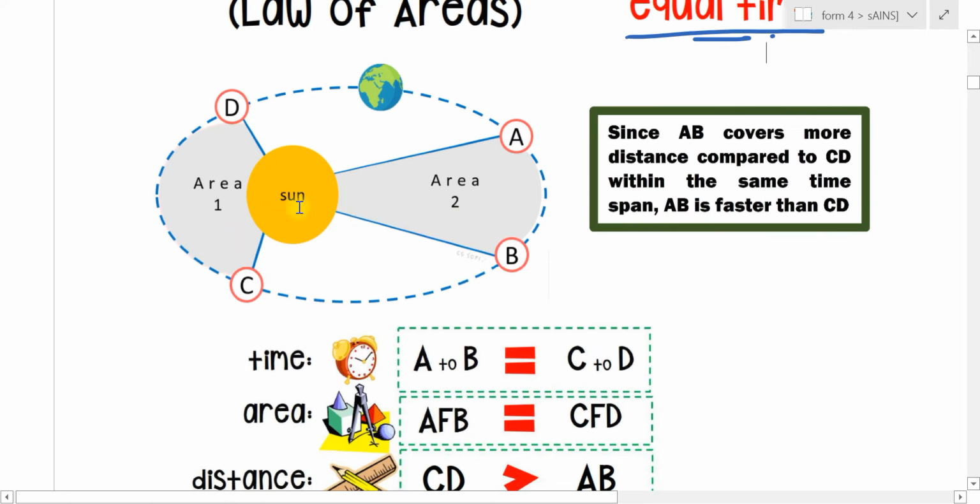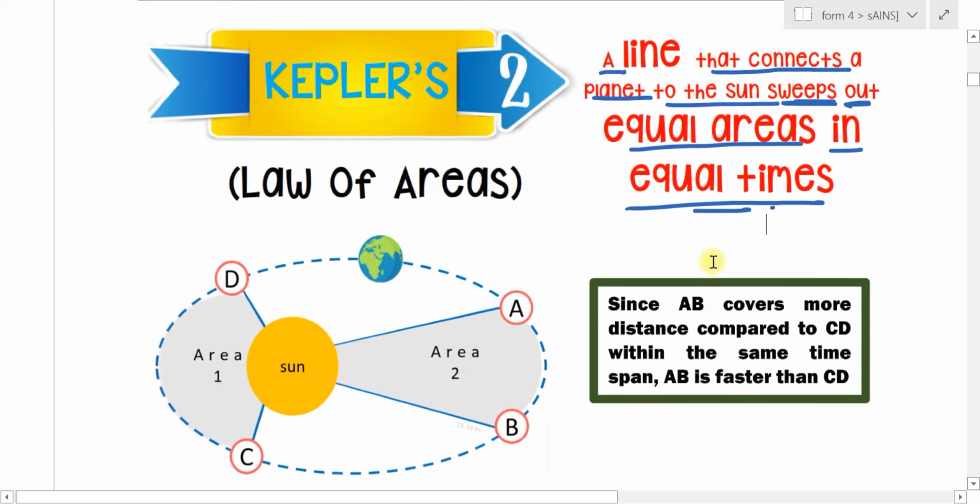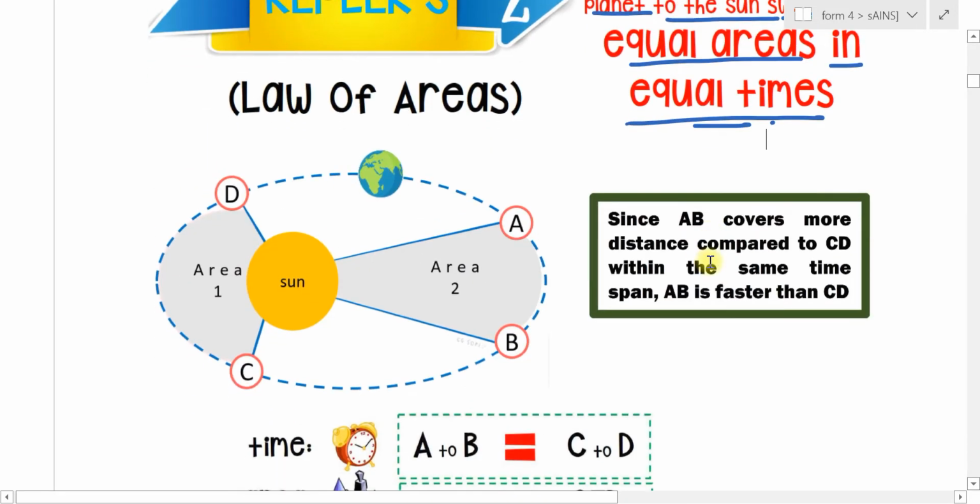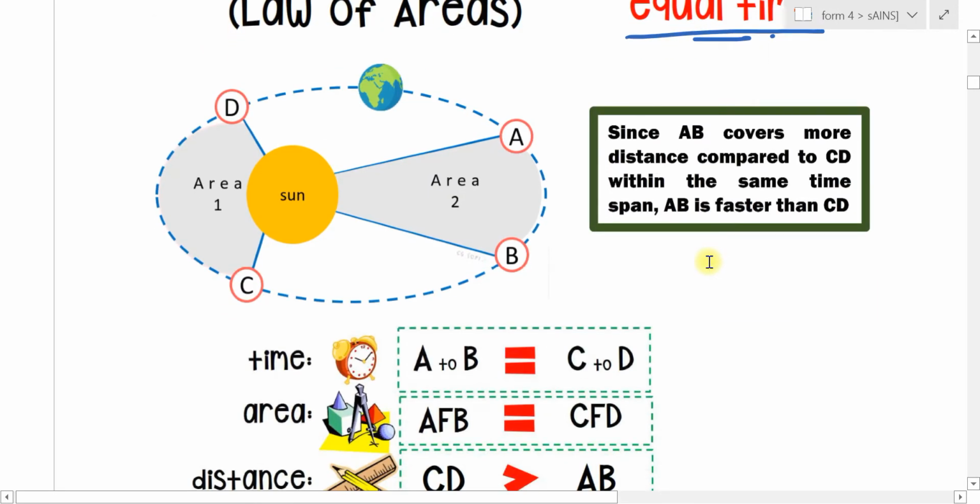Okay, let's say you have the sun here. So we have a line that connects a planet to the sun. It's like the radius lah. You can see this line connects to the sun at two points here. So we take this from A to B, and C to D, like this part. Right, we have AB and CD sekarang.